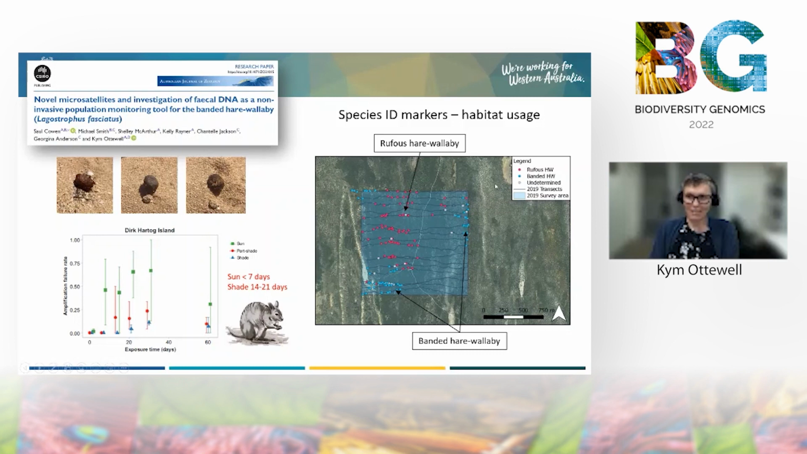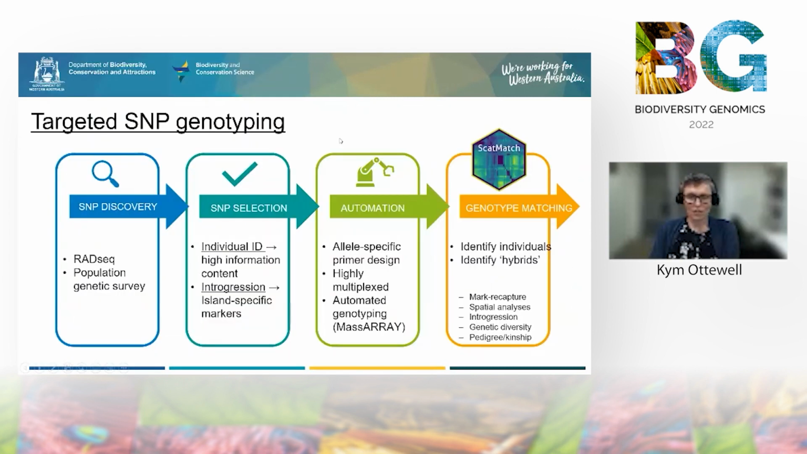So following on from work that I'd done with another species, the ghost bat, that I'd been developing targeted SNP panels for, we decided to focus on developing a targeted SNP genotyping approach for both banded and rufous hare-wallabies. Fortunately for both species, as part of the OMG project, we had RADseq data available to us, and this was at the population level, so we had good information on characterising those SNPs in each of the source populations.